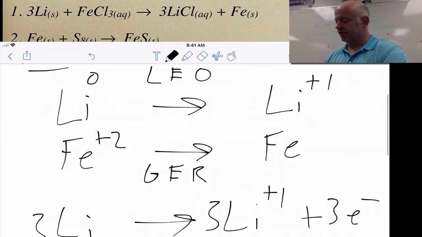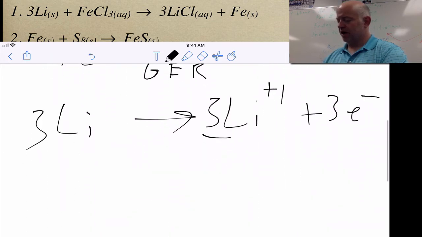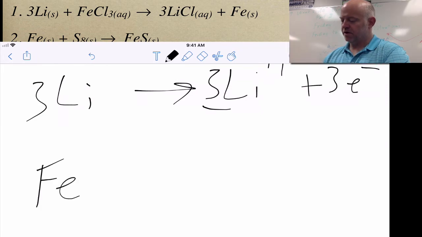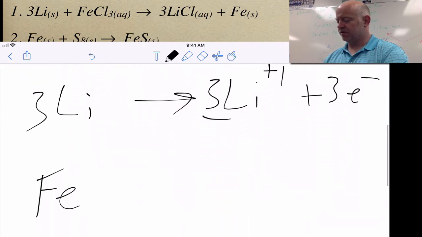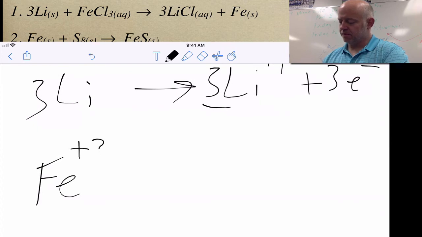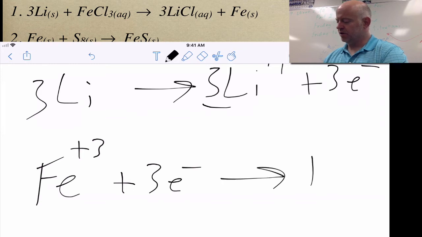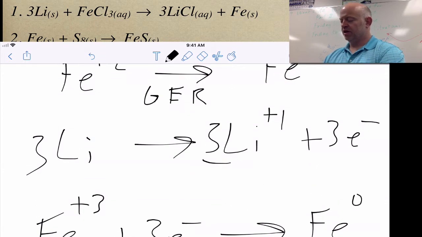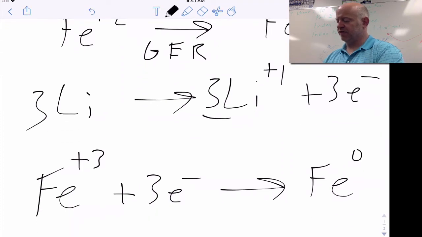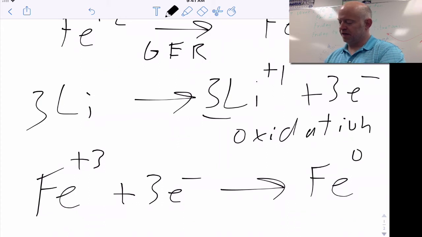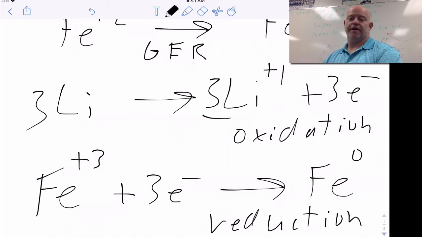Now the iron, if we go back to our equation, we only had 1 of them, and it started off as a +3, and it gained 3 electrons to become iron solid. That is a neutral or a 0. So these are the 2 half reactions, how we would write them up. This would be the half reaction for the oxidation, and this is the half reaction for the reduction. And that's how we do them.